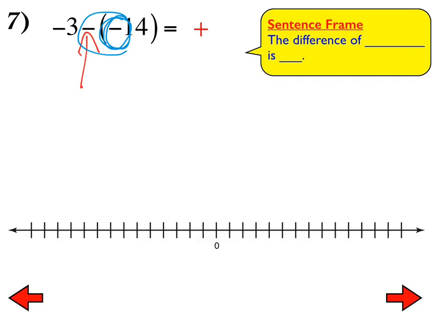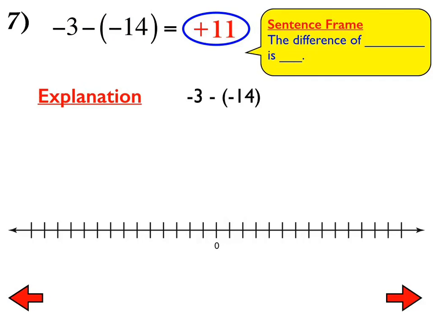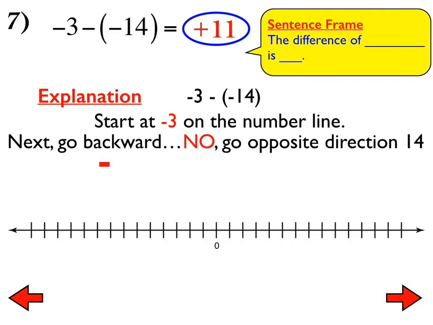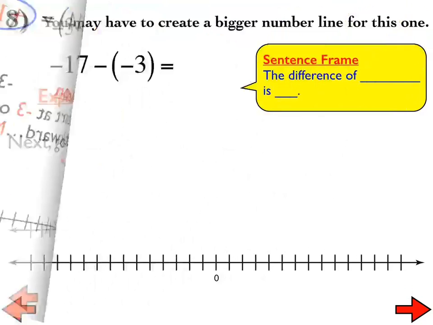So when you see this, that basically is telling you left, but no, turn around and go right. So to go to the right, and that would lead us to positive 11. So start at negative 3, go backwards. No, turn around and go forwards, or the opposite direction, and that would leave you at 11.